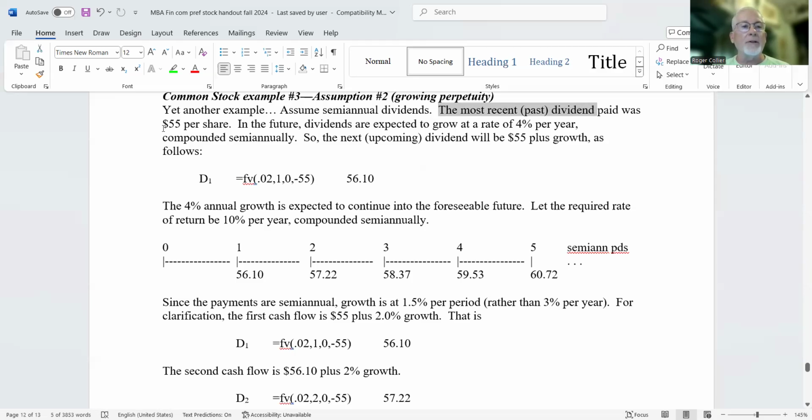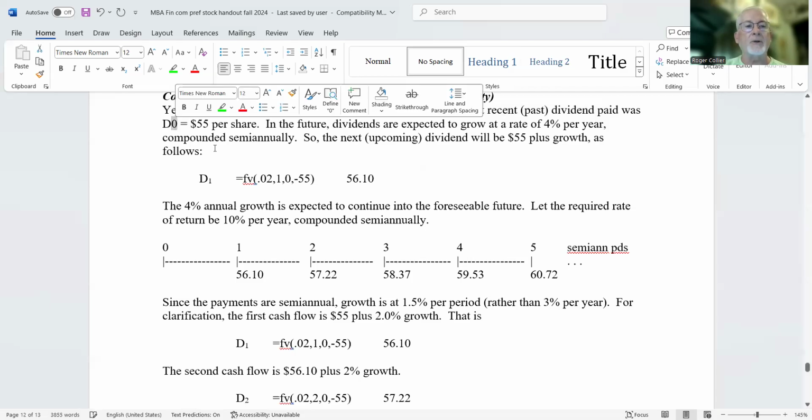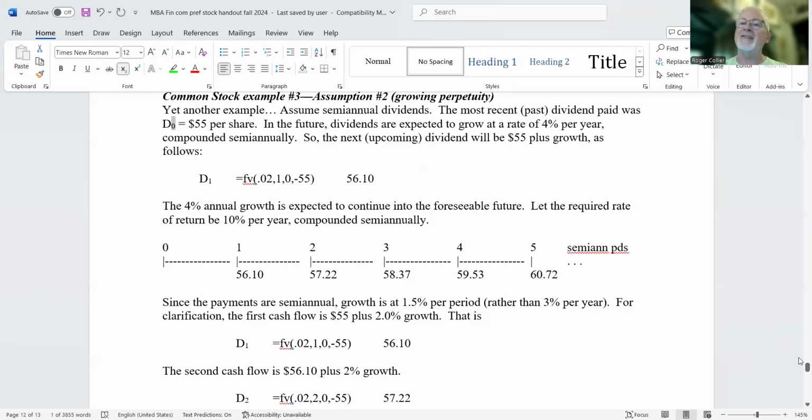Right? In other words, what this 55 is, D0. It's not the next one. It's not the upcoming one. It's the previous one. Right? It's not D1 or CF1. It's D0. But the formula does not want D0. The formula doesn't work if you use D0. It has to be D1.